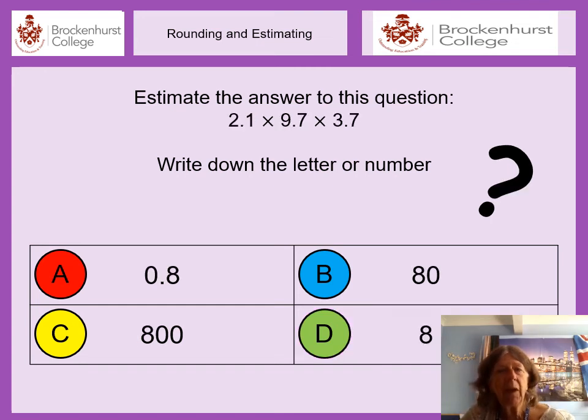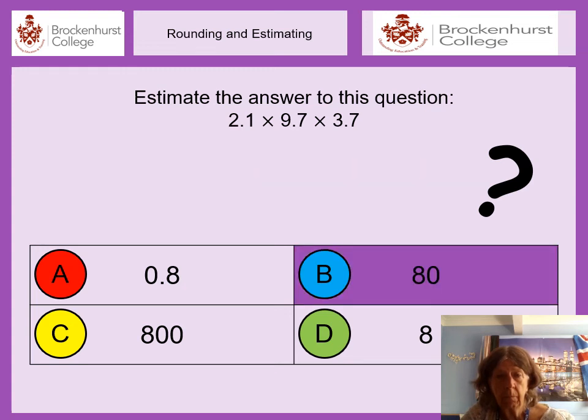Next one. Estimate the answer to this question. 2.1 times 9.7 times 3.7. Round each to one significant figure and write down the letter or number to your answer, A, B, C or D. Pause the video, work it out, then restart the video to see if your answer is correct. The answer is 80. 2.1 would round to 2, 9.7 would round to 10, 3.7 would round to 4. So you'd have 2 times 10, which is 20, times 4, which is 80.